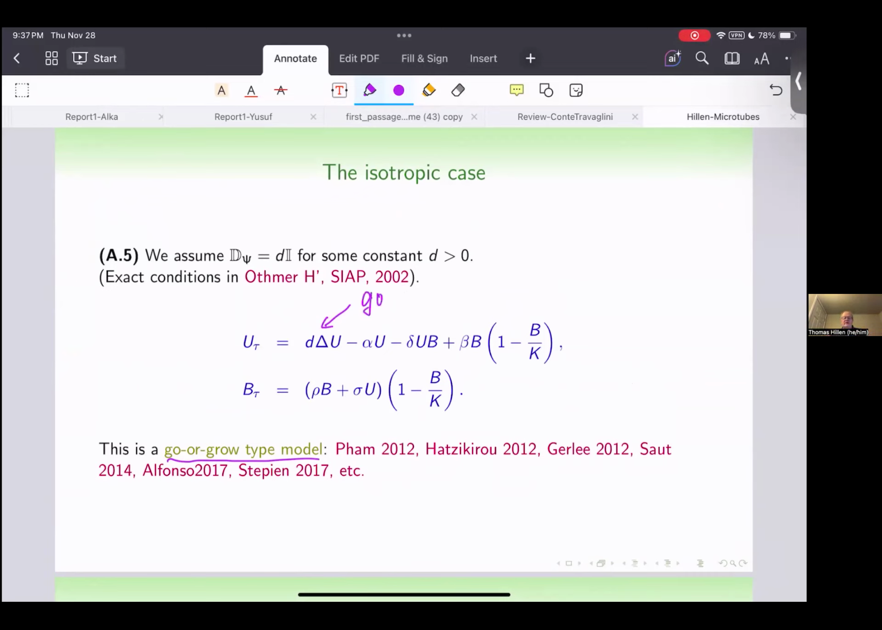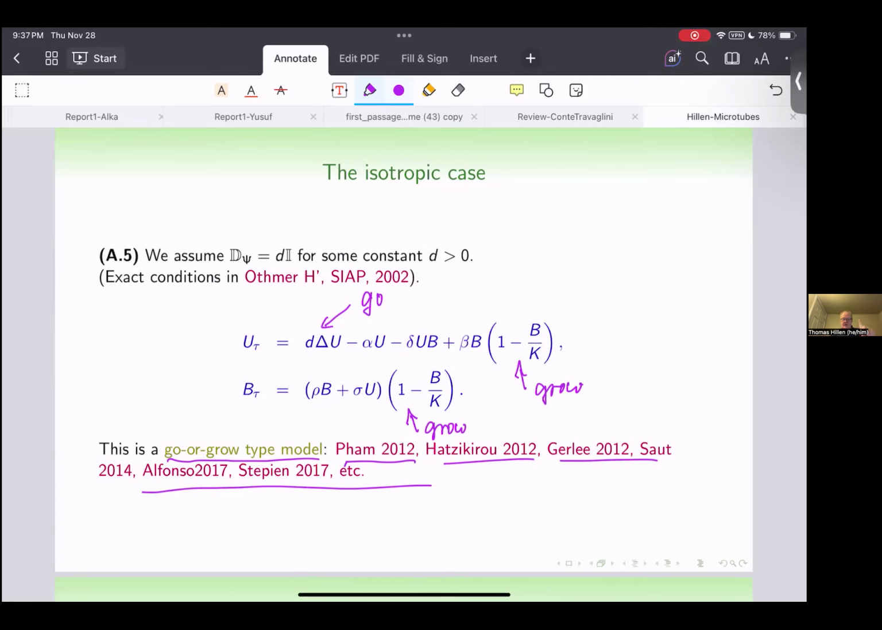It's spatial spread, which we do not have in the B equation. The B equation has no diffusion, but it has a logistic growth. So this is a growth term. And the same growth term shows up here, but it is dominated by B. It is a growth term from B. So this has a go or grow structure. One equation is spatial, the other equation is not spatial, but is reproducing. And so then we have the go or grow type models, which I said have been studied a lot before by all these authors listed here.